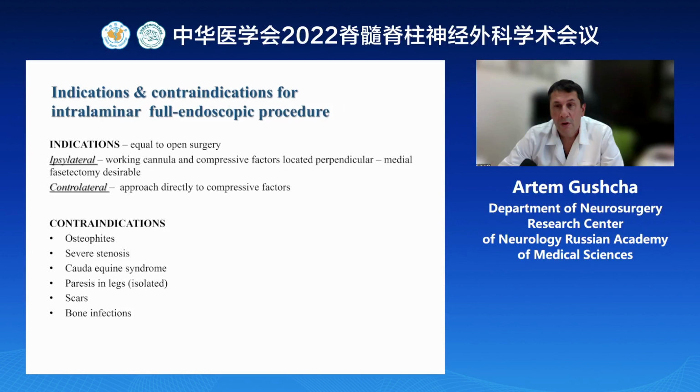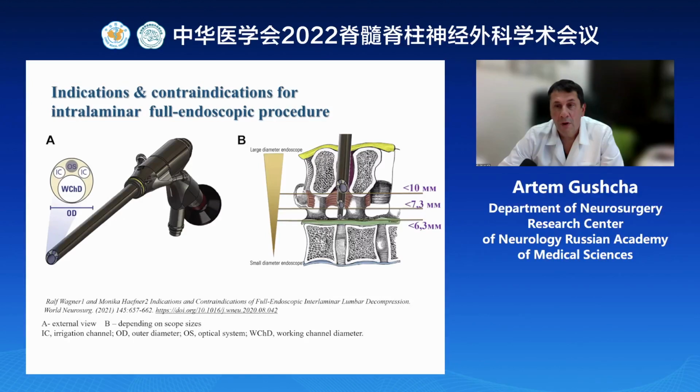The contraindications for this procedure, for full endoscopic procedure in spinal stenosis, are bony osteophytes, which can't be resected this way because the instruments are quite small, and severe paresis or fast-developing neurological signs could be a contraindication for this procedure. We always remember that we need a minimum of 1 centimeter, 10 millimeters, of interlaminar space, because you have to introduce the endoscope to this place, otherwise you can't manipulate there.